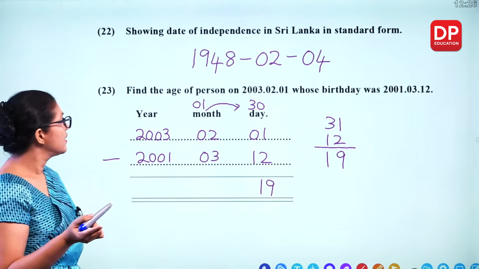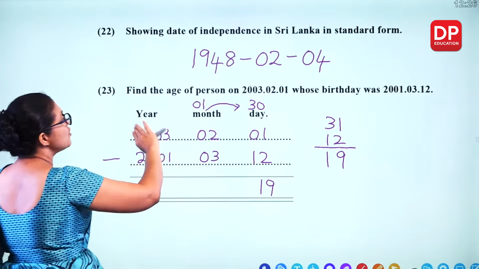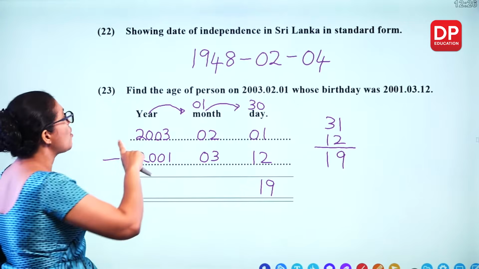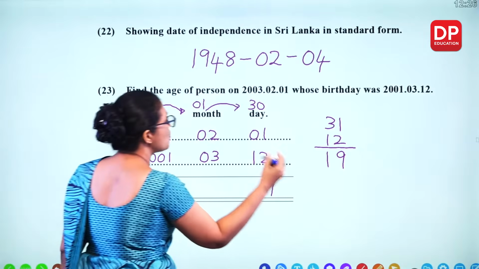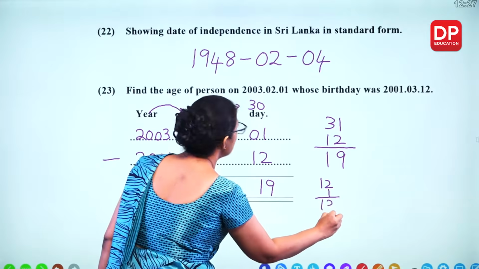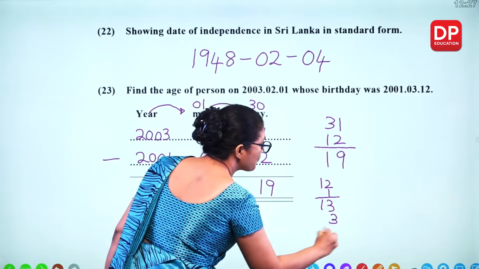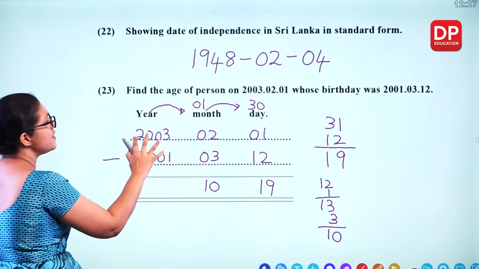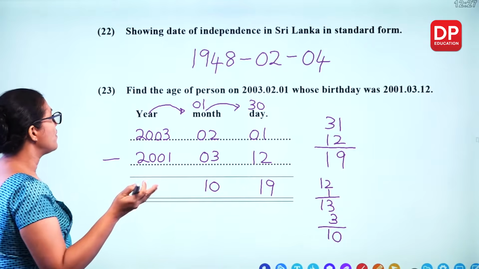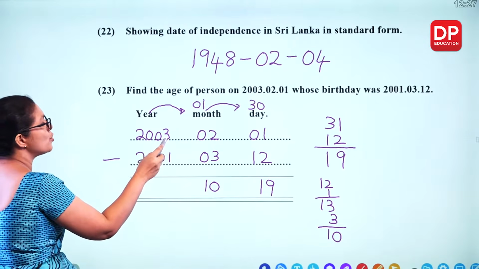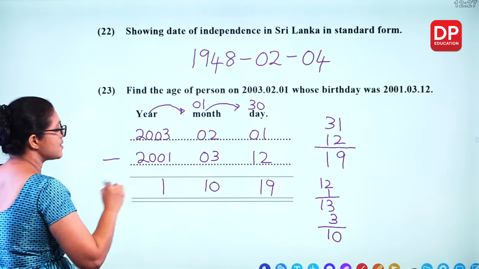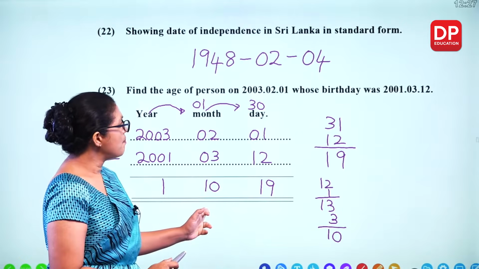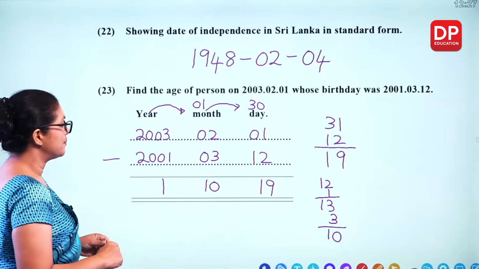You can't subtract again. So from the year, when you take 1 from the year, how many months are you taking? 12 months is 1 year. You are taking 12. 12 plus 1 now is 13. 13 minus 3, you get 10. So 10 months there. This one you have already taken 1 year from that. That means 2002 and 2001, that's just 1 year. So what's the age? 1 year, 10 months and 19 days.